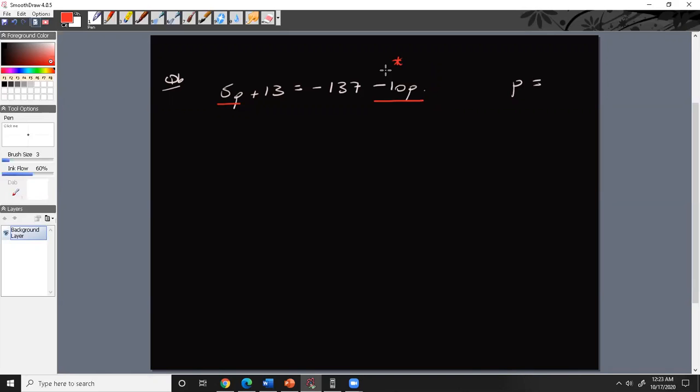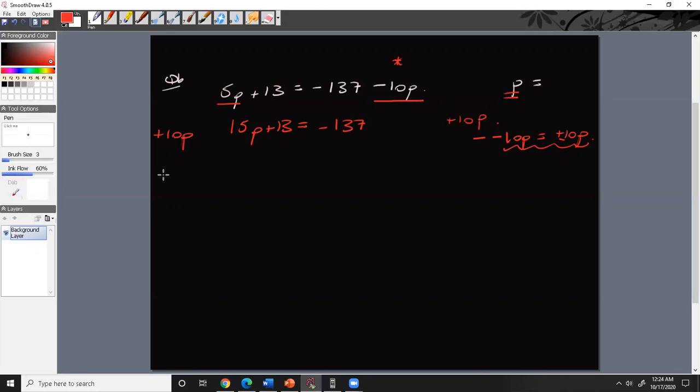Now, if you take away the smallest number of the unknown, which is minus 10p, it's the same as adding 10p on. So you always end up with a positive amount of the variable. So basically, we're going to add on 10p to both sides. So we're going to have 15p plus 13 is minus 137, because minus 10p plus 10p is 0.